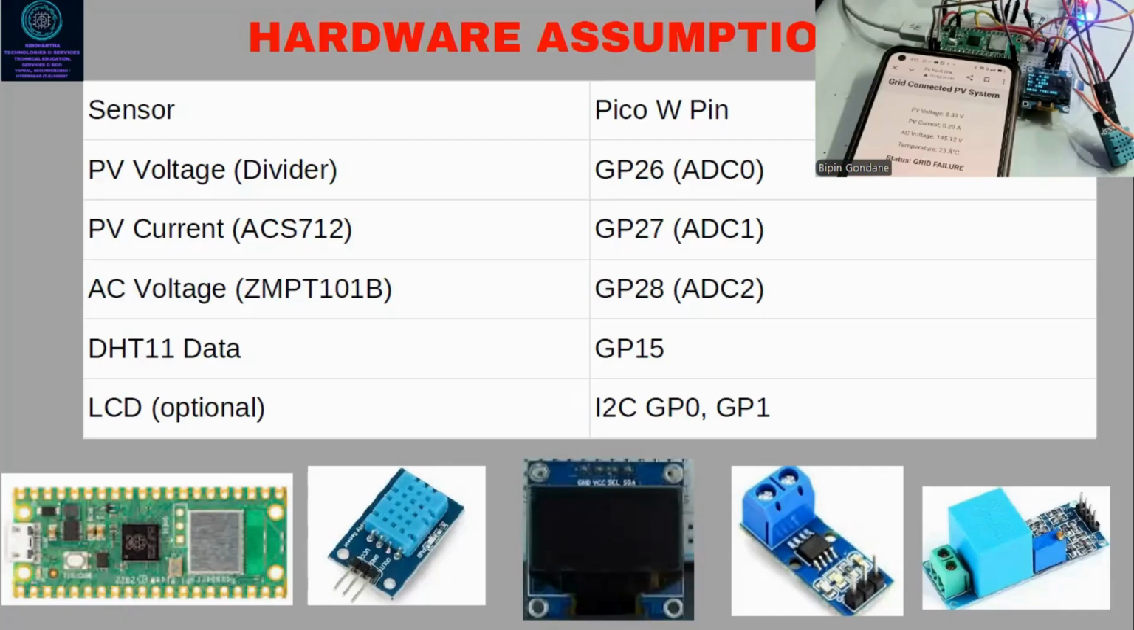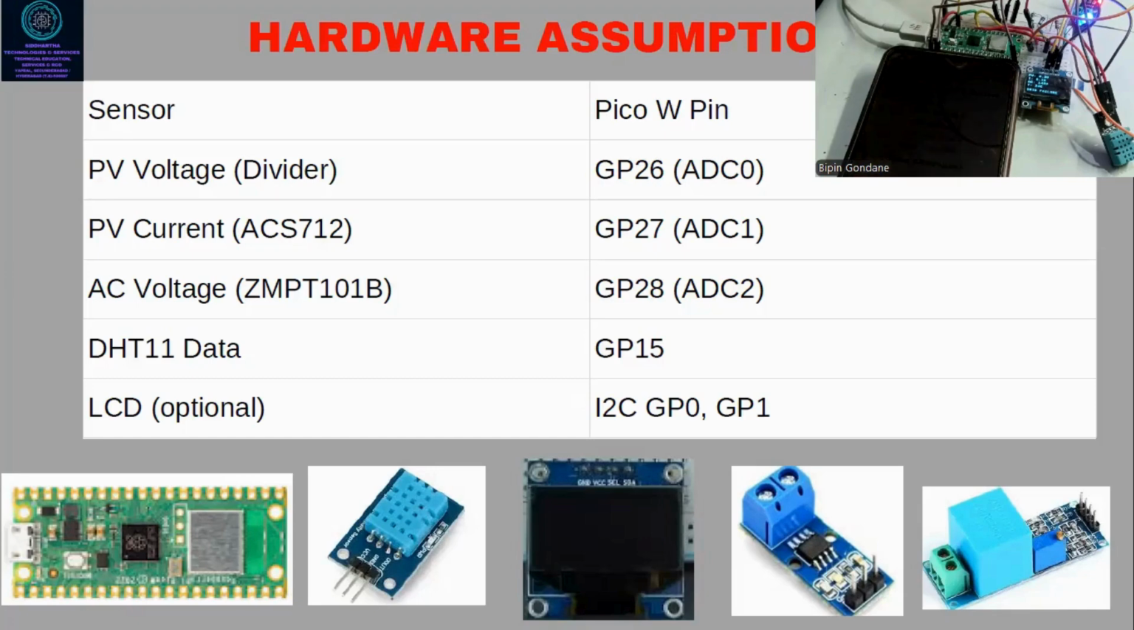The main one is this board, that is my controller board. I have used a current sensor, a DHT11 sensor, and a few resistors. This is for your voltage divider, and for current, I have used one LED over here.